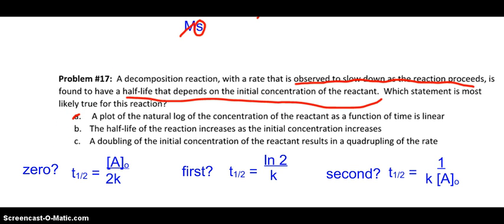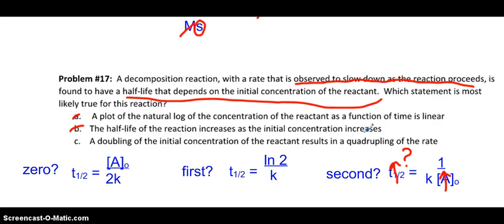What about letter B? The half-life of the reaction increases as the initial concentration increases. Well, let's check this out. Let's go over here again. It's second order. So they're saying as this goes up, this goes up. Does that make sense? Well, let's check it out. What happens if you increase the denominator? Does this number also get bigger? No, this number is going to get smaller. So B is wrong. This would be correct if it read the half-life of the reaction will increase as the initial concentration decreases, or vice versa. So B is incorrect. So let's hope that letter C is correct.